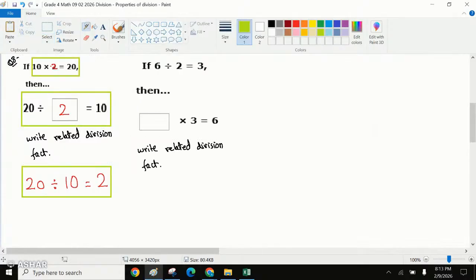Let's give the division related facts for this question number 9. If 6 was divided by 2, 6 divided by 2 gives an answer of 3. Then what number should be multiplied by 3 to make it 6? We know that when we multiply these two numbers, the answer would be this, right? Yes, thank you, Nate. That means 2 multiplied by 3 would be 6.